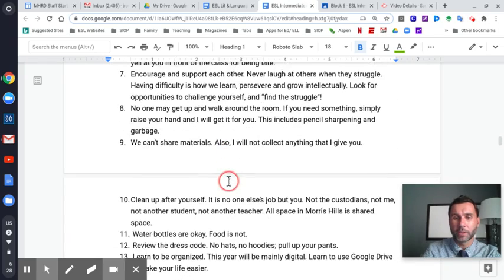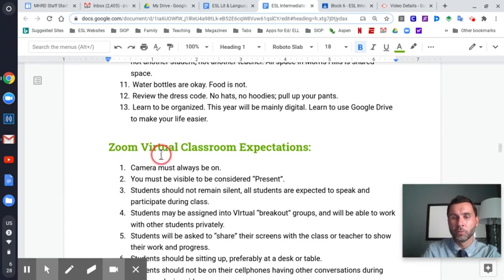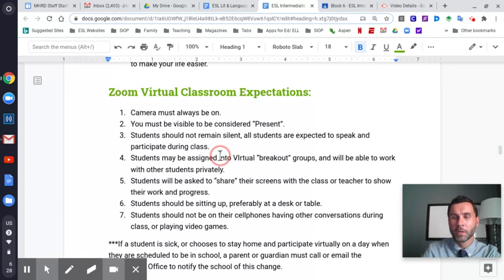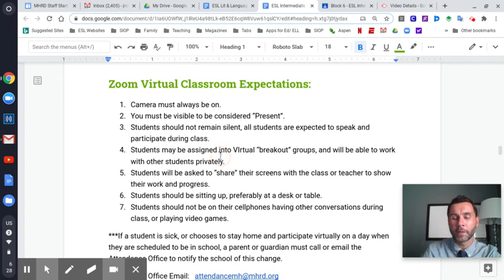What I would like to share with you tonight is our Zoom virtual classroom behavior. So in our hybrid model, students will be spending half of their time at home, half of their time in person. While they're home, they're going to be using Zoom, which is a virtual video conference. While they're on the Zooms, it's important that their camera is always on. And this is how we note our attendance.